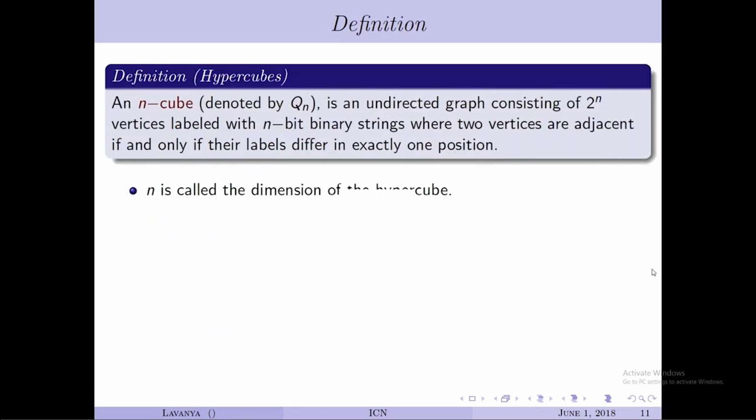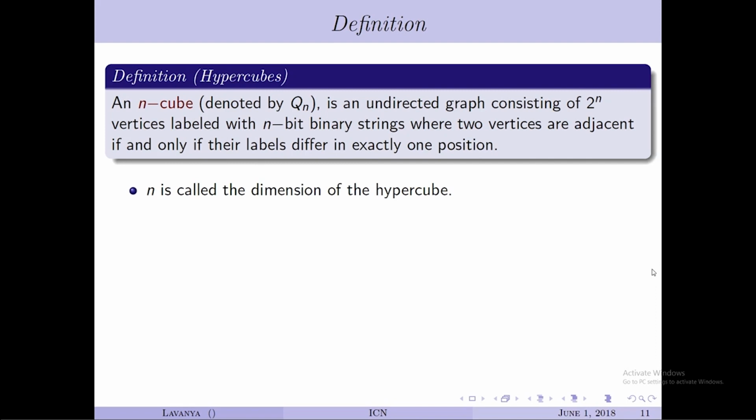So let us start with hypercube. An n cube is an undirected graph. It consists of 2 power n nodes. If we are talking about an n dimensional hypercube, then I say it has 2 power n nodes. So the number of vertices itself is exponential.